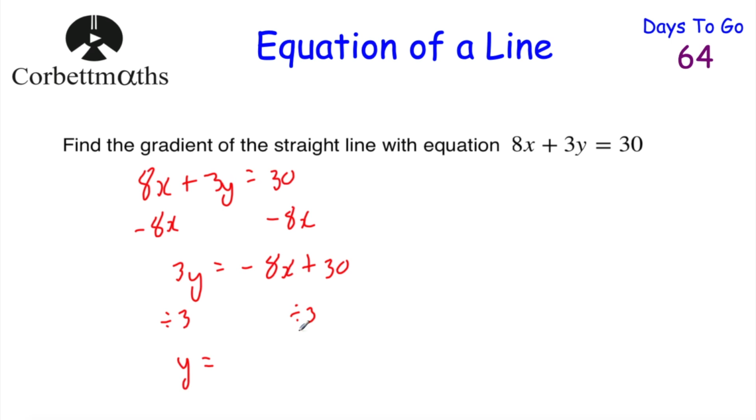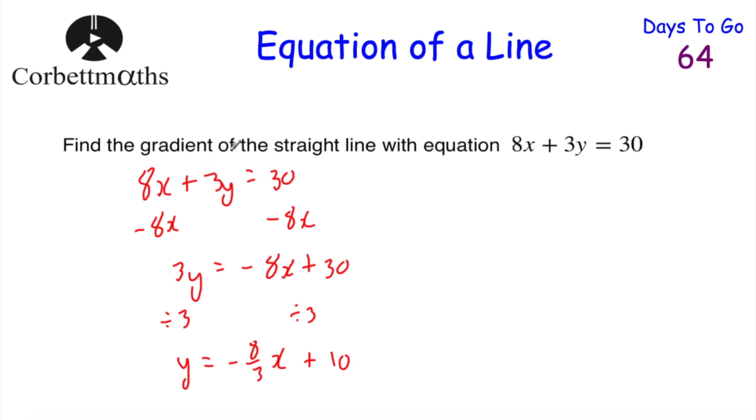So minus 8x divided by 3, that would be minus 8 thirds x. Just dividing 8 by 3 would be 8 thirds. So instead of being minus 8x, it'd be minus 8 thirds x. And then we have plus 30, we're dividing by 3, so it'd be plus 10. So that means that if we rearrange this, we get y equals minus 8 over 3x plus 10.